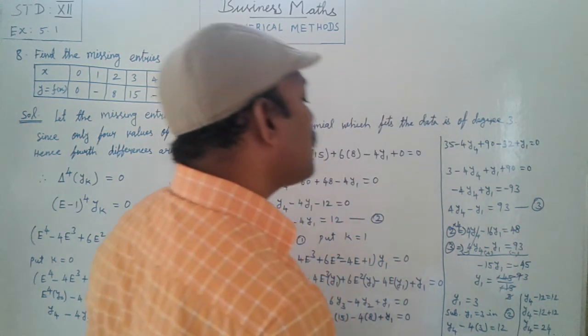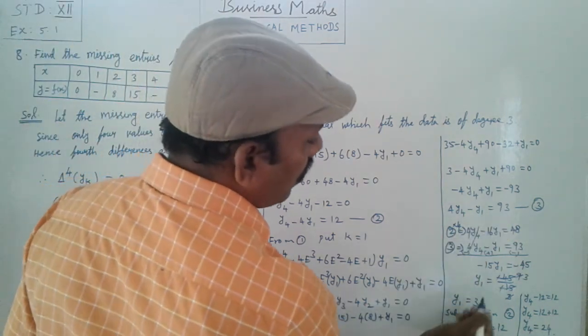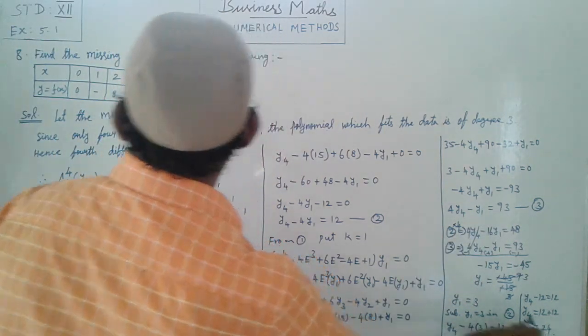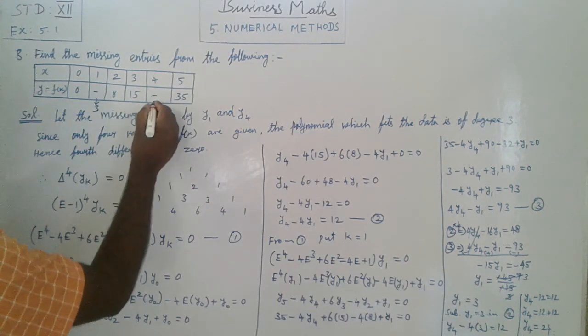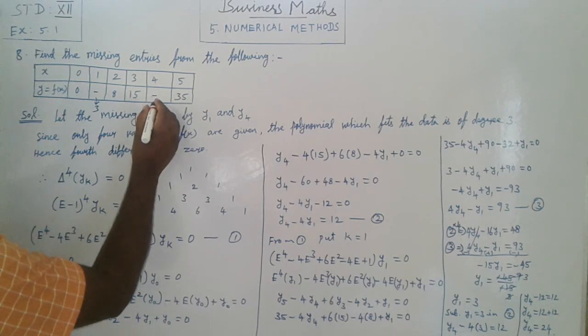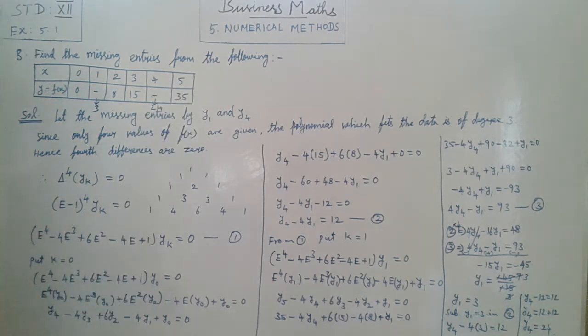So that's all the missing terms. y1 equal to 3, y4 equal to 24. That's all the missing terms.